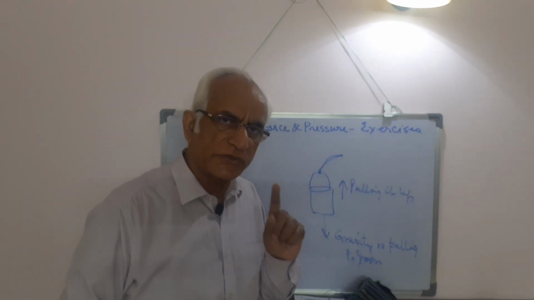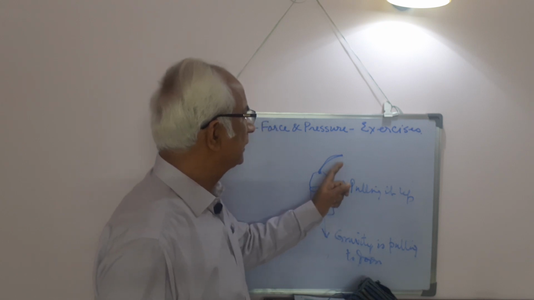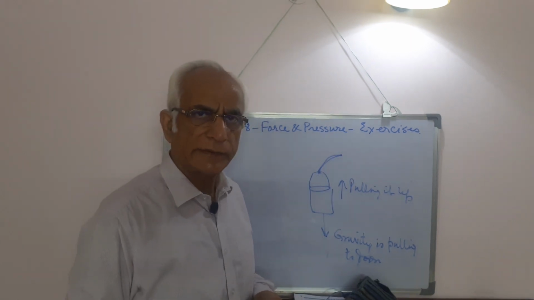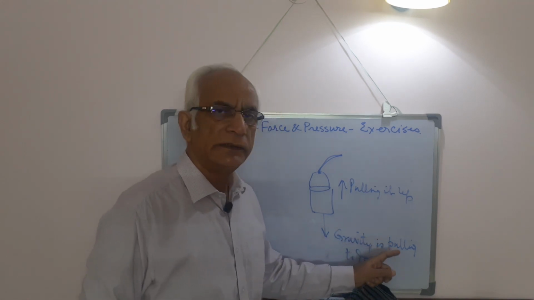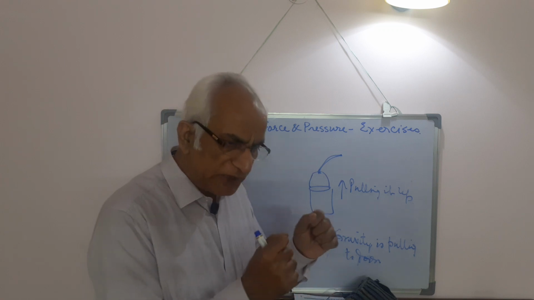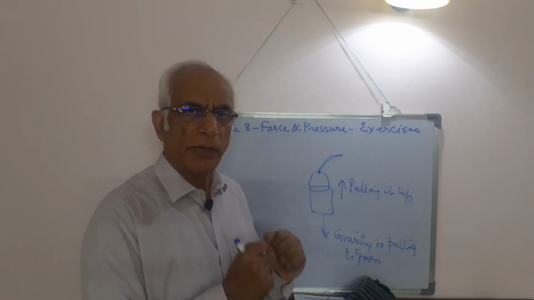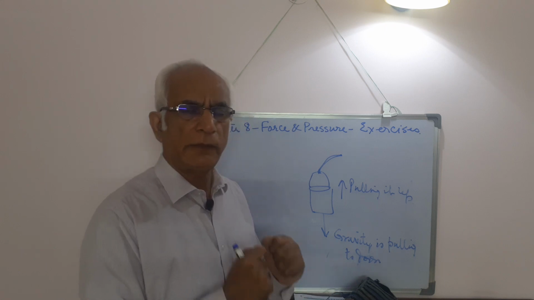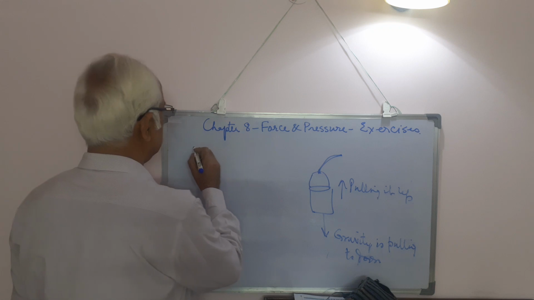There are two forces acting on the bucket. One is the muscular pull applied by the hand, and second is the force of gravity that is acting on the bucket. If both the forces are equal in magnitude, the bucket will not move, it will remain stationary. So this is the answer.